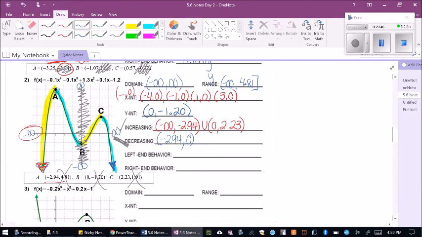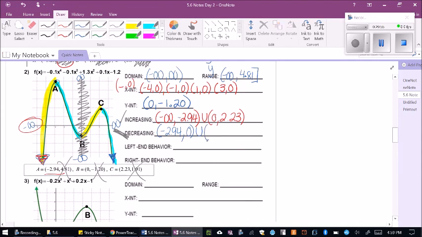Now I have from B to C, that's yellow, so I'm skipping that interval because that's not decreasing. And then I'm going to write from C to positive infinity. And remember, it's a positive infinity because I'm looking at the x-axis. And so it's going to be C, 2.23, to infinity.